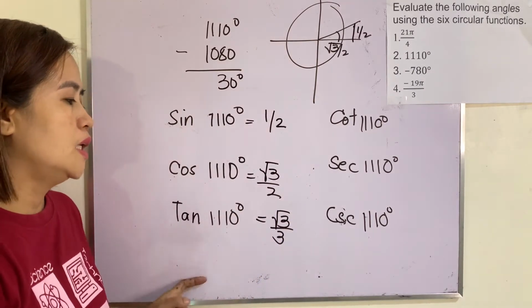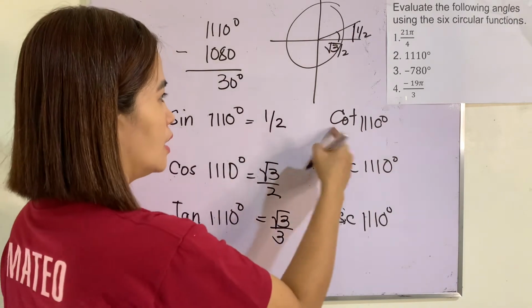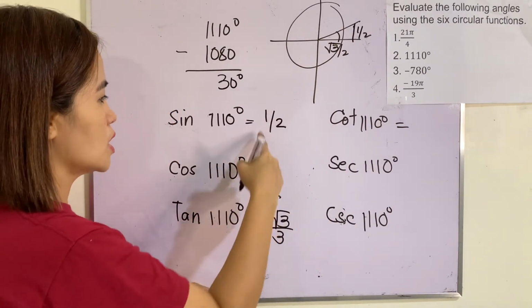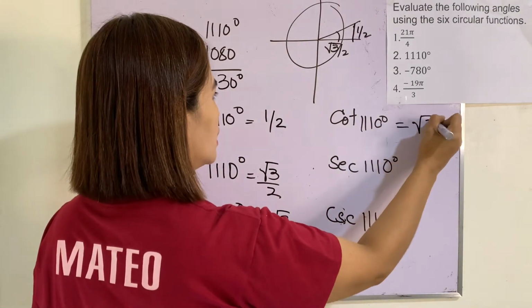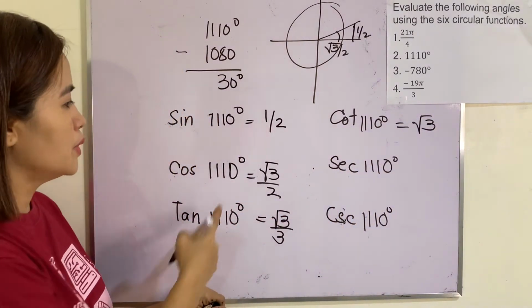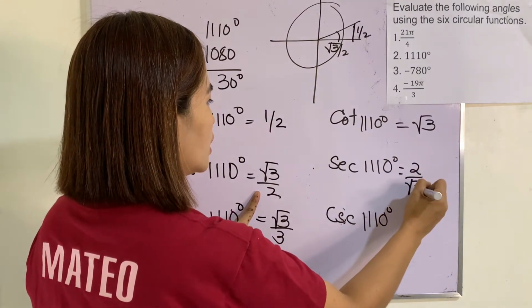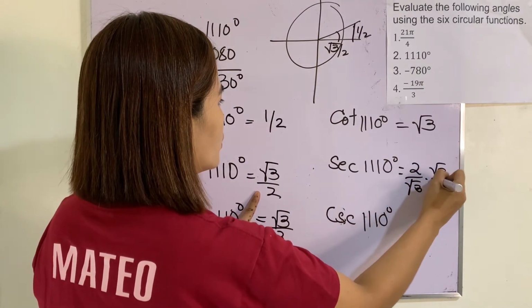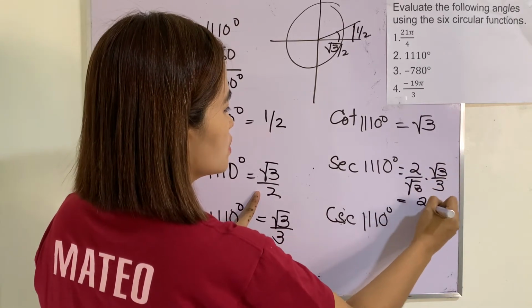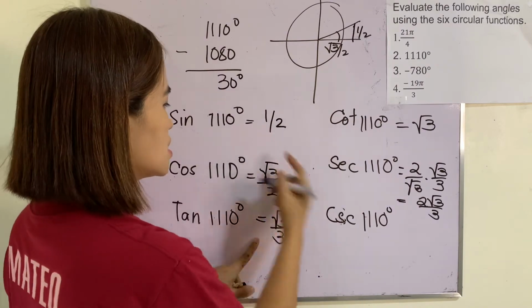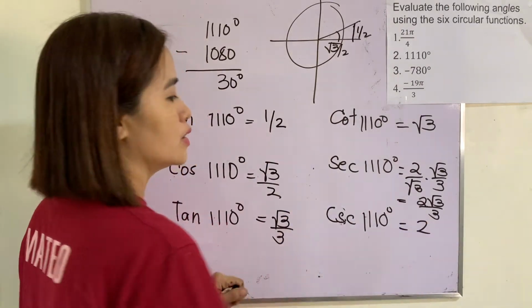I already rationalized it. And then for cotangent, it's just the quotient of the two, cosine over sine, that is the square root of 3. And for the secant, we have this one, 2 over square root of 3 times square root of 3 over 3. This one is 2 square root of 3 over 3. And for the cosecant, it is the reciprocal of sine, that is equivalent to 2.